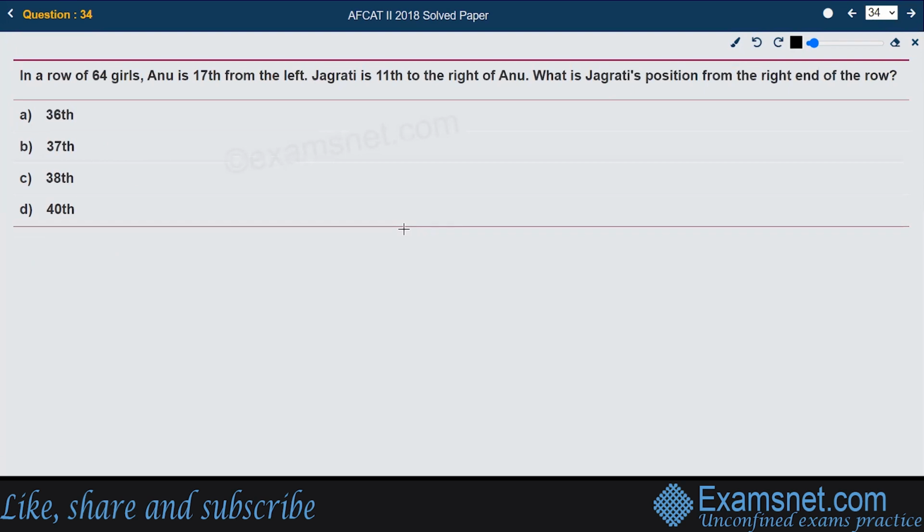Now, in a row of 64 girls, Anu is 17th from the left, Jagriti is 11th from the right of Anu. What is Jagriti's position from the right end? Now look at this. In a line there are 64 persons. He says 64 girls. Now Anu is 17th from the left. So this is the left end. This is the right end. And Anu is 17th from the left side.